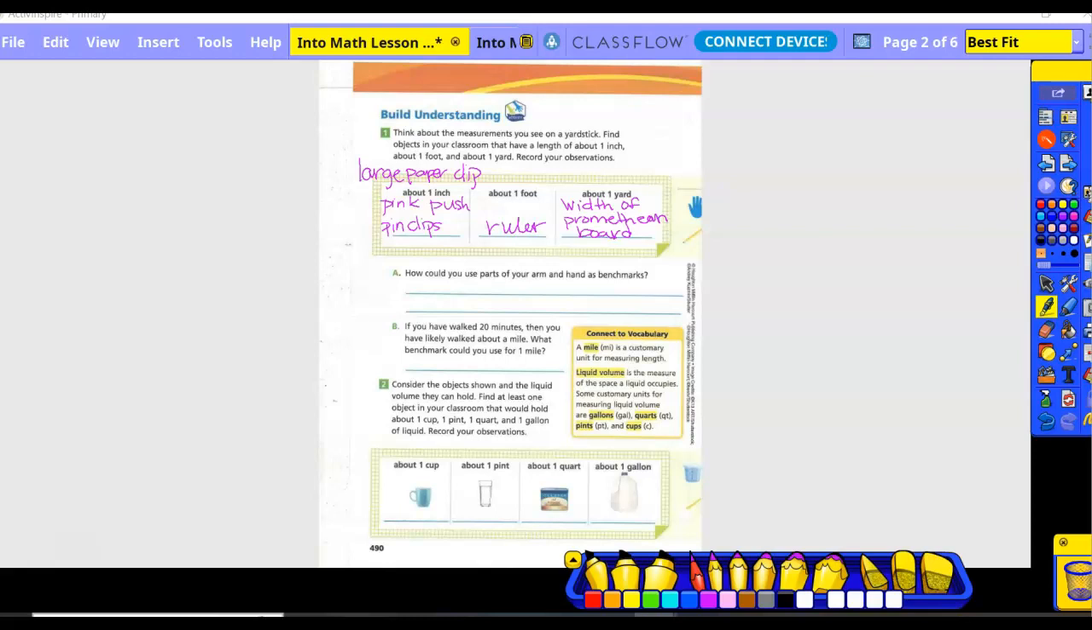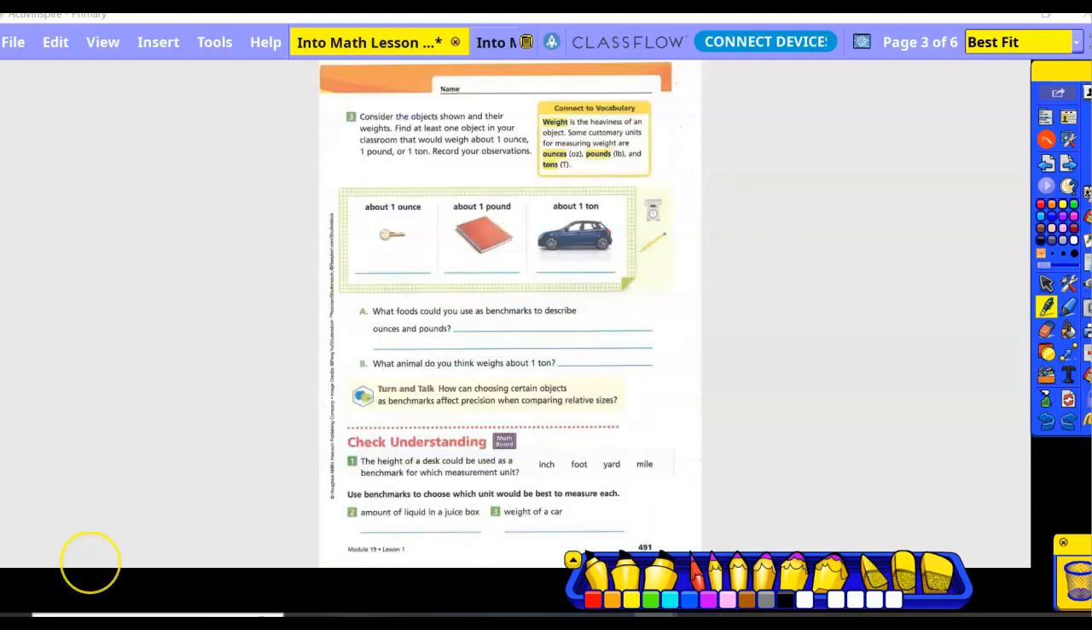So, number two, consider the objects shown and the liquid volume they can hold. Find at least one object in your classroom that you would can hold a cup, a pint, a quart, and a gallon. Record your observation. Number three, consider the objects shown and their weight. Find at least one object in your classroom that would weigh about 1 ounce, 1 pound, or 1 ton. Record your observations. Weight is the heaviness of an object. Some customary units for measuring weight are ounces, pounds, and tons.